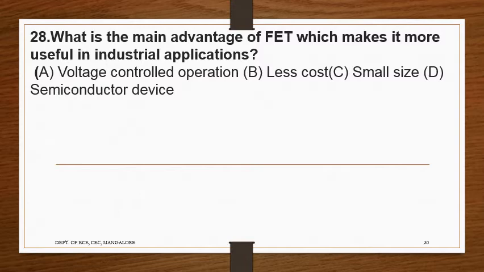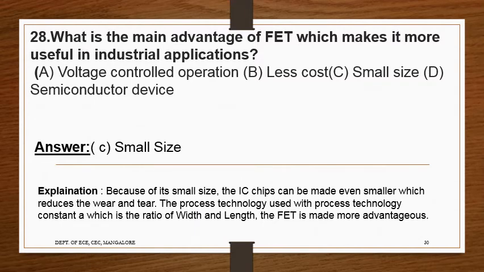What is the main advantage of FET which makes it more useful in electronic applications? A. Voltage controlled operation. B. Less cost. C. Small size. D. Semiconductor device. Answer is it's small size. Because of its small size, the IC chips can be made even smaller, which reduces the wear and tear. The process technology used with a constant ratio of width and length makes the FET more advantageous, and this is the primary reason.